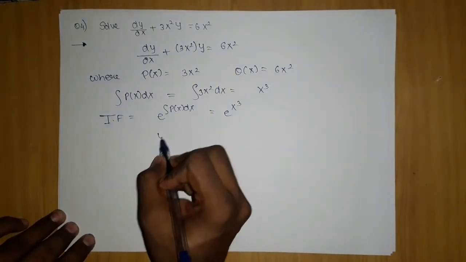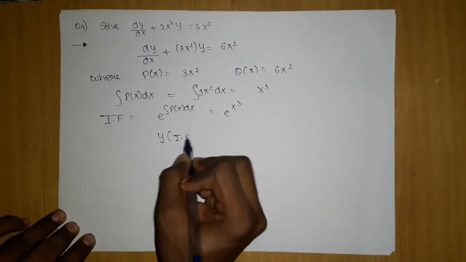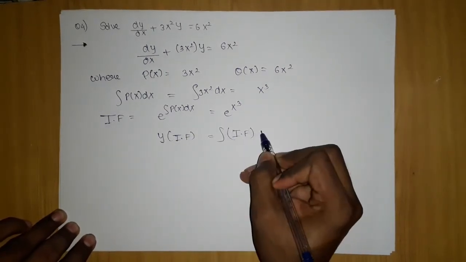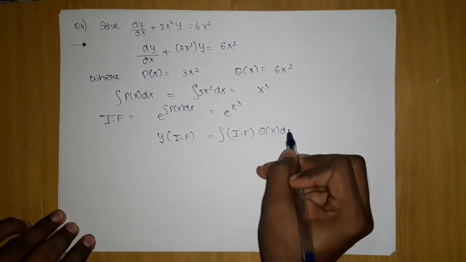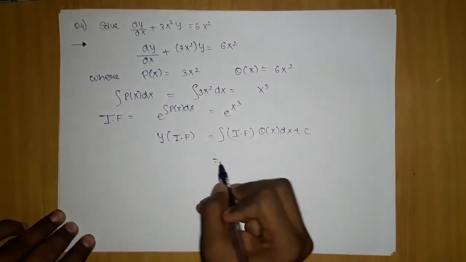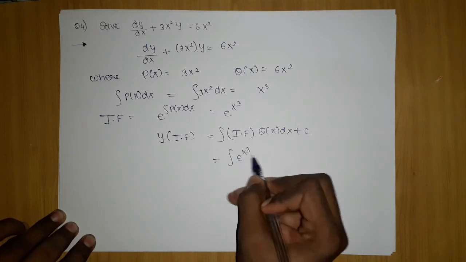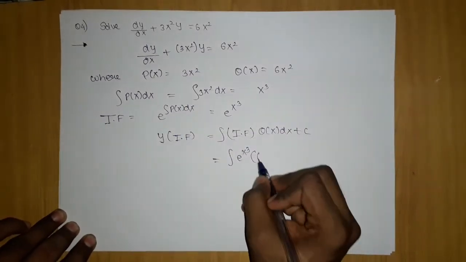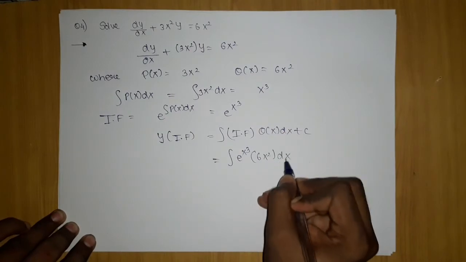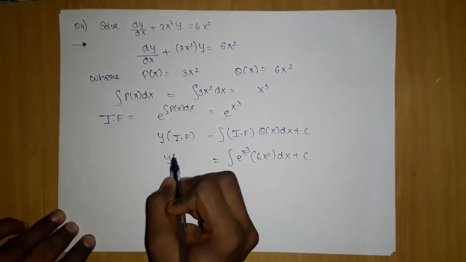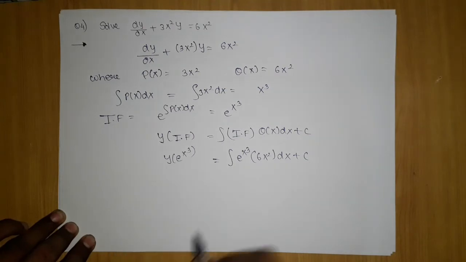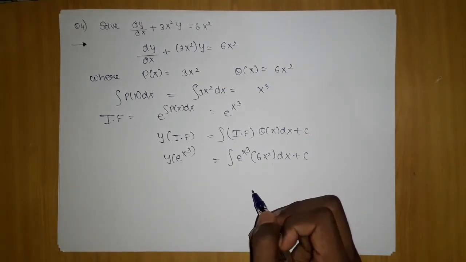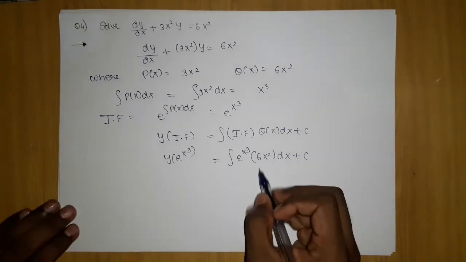So just write that here, y into integrating factor equals bracket integrating factor into independent function, which is q of x into dx plus c, right? Now bracket e to the power x cube into independent function, which is 6x square into dx plus c, and here we substitute e to the power x cube. Now you can observe, you have to do your basic integration.